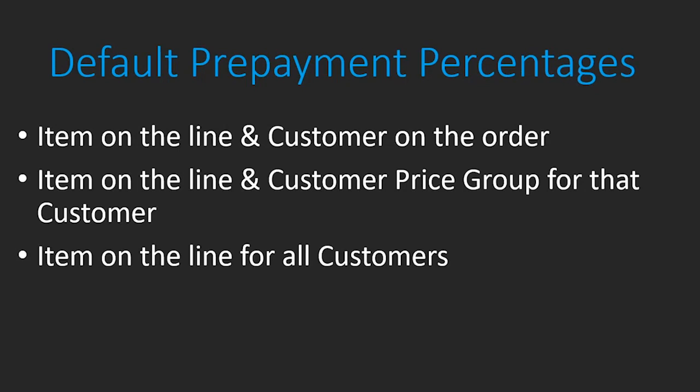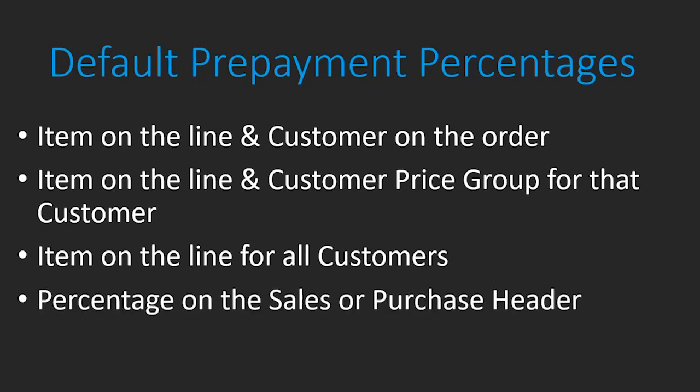And finally, if none of these three combinations apply, it will look at the prepayment percentage on the sales or purchase header. Another way of looking at this is that the prepayment percentage on the customer card will only be used if the item itself has no prepayment percentages set up already. It's important to note, though, if you do decide to change the prepayment percentage on the header of the document after you've already created your lines, Business Central will update the prepayment percentage on all of those existing lines.